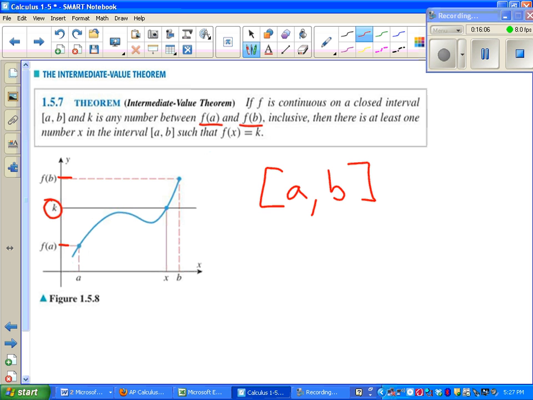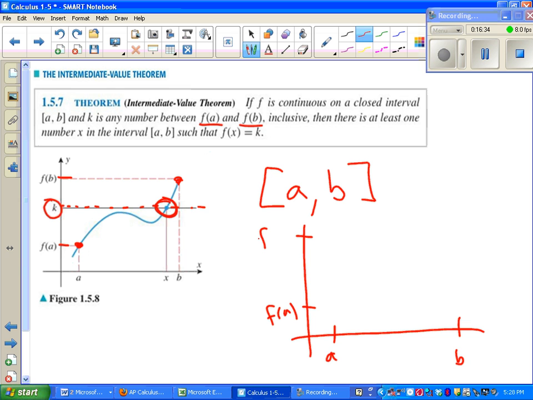So k has to be a number between those y values. And what this says is that if we draw a little dotted line right here, and we have a dot here and a dot here, there's no way to get from one red dot to the other without going through that red dashed line right there. It says that number always exists. So what I want you to do to verify this for yourself, choose your own a, your own b, your own f of a, your own f of b. You can put a k wherever in between them.